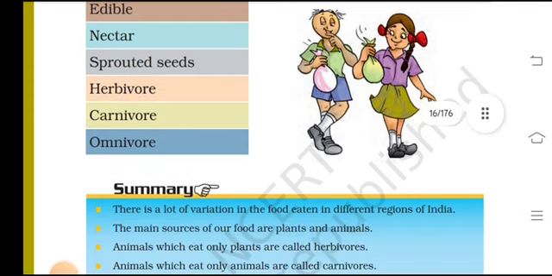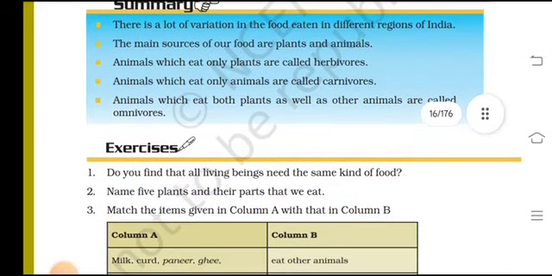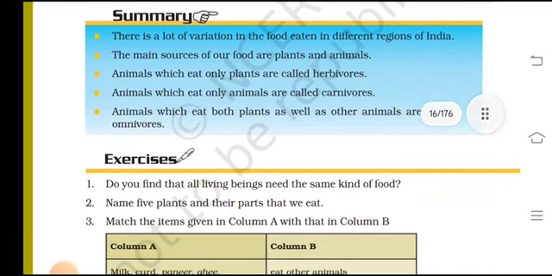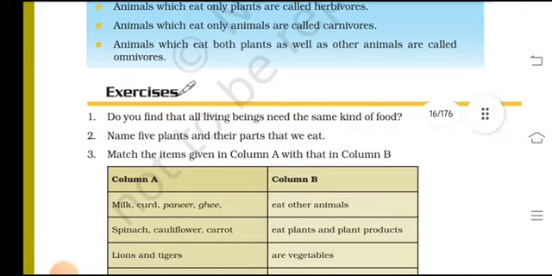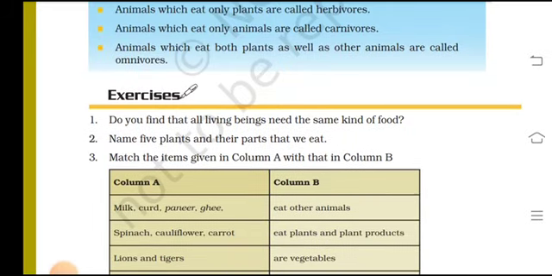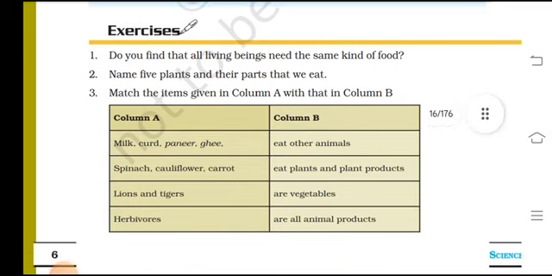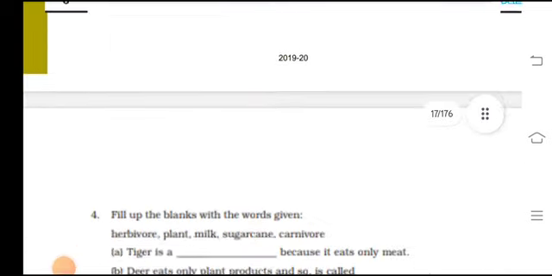Keywords: ingredient, edibles, nectar, sprouted seeds, herbivores, carnivores, omnivores. Summary: there is a lot of variation in the food items in the different regions of India. The main sources of our food are plants and animals. Animals which eat only plants are called herbivores. Animals which eat only other animals are called carnivores, and animals which eat both plants as well as other animals are called omnivores. Exercise: do you find that all kinds of living beings need the same kind of food? Name five plants.